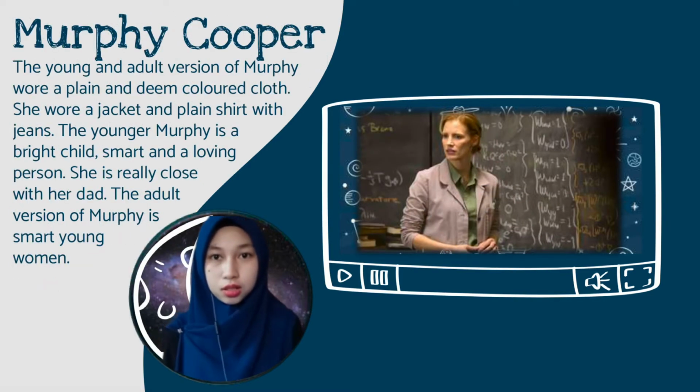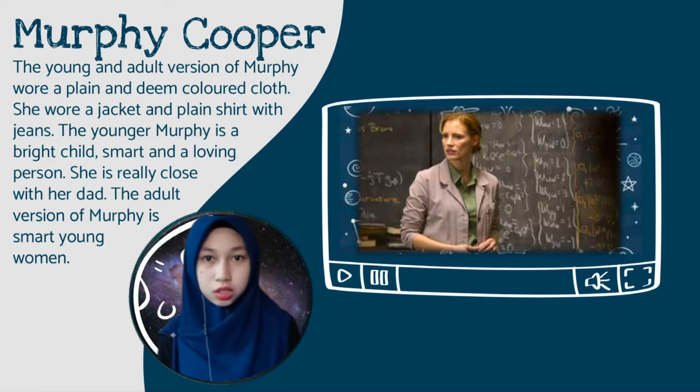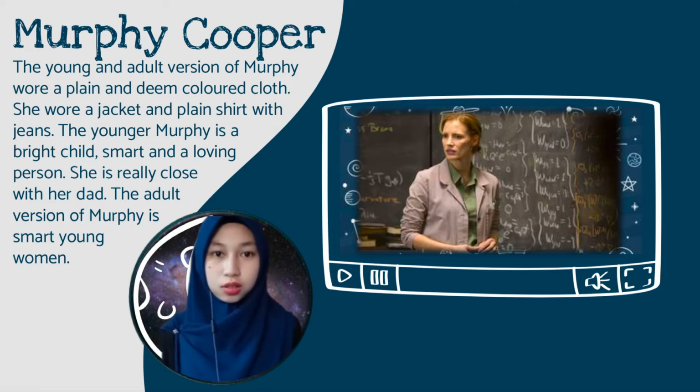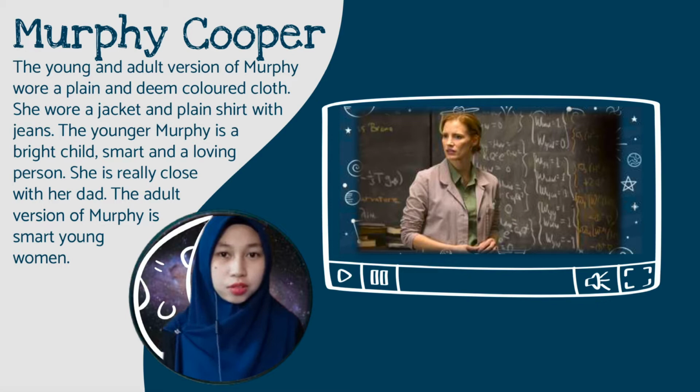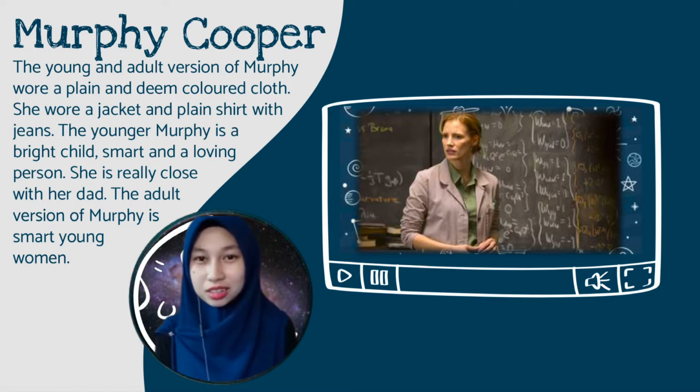The last character that I'm going to talk about is Murphy Cooper. She's the daughter of Joseph Cooper. She's the youngest. The clothing that she wore is plain, a dim colored and dark colored clothing. The younger version of her is a bright child. Even though she's longing for the love of her father, who is rarely home, she's a smart child who loves to question everything that she does not know.